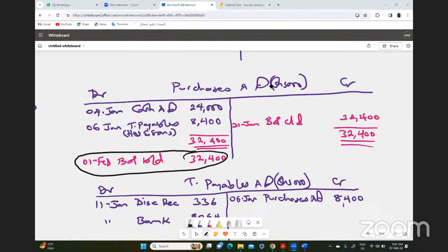I'll finish balancing off my ledgers. Then I can now be able to extract the trial balance and see the balance. Oh, yeah. You can use that format to extract the trial balance.